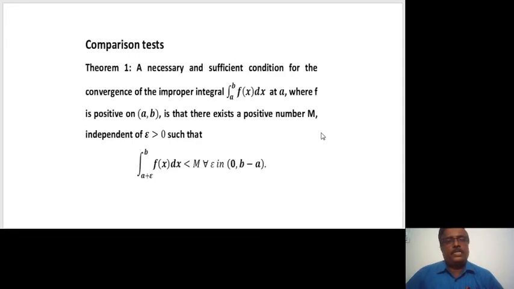So comparison tests. So here one theorem is there. That is a necessary and sufficient condition for the convergence of the improper integral from a to b of f of x dx at a, where f is positive on the open interval (a, b), is that there exists a positive number m independent of epsilon greater than 0, such that the integral from a plus epsilon to b of f of x dx is less than m for all epsilon in (0, b minus a).